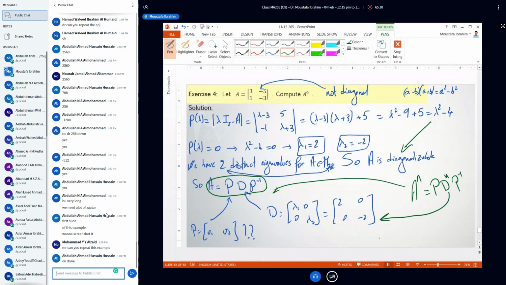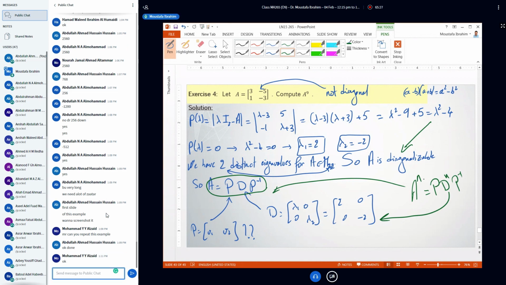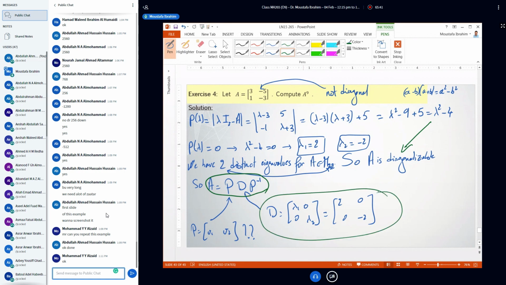And D, we know it's diagonal. So how to find D to the power of n? It's lambda 1 to the power of n, lambda 2 to the power of n. So you just put the power of n, right? Because it's diagonal. Okay, Muhammad? So we want to use the fact that A is diagonalizable to use this property. So the most important for us is this one. To write this, you need P, you need D, you need P minus 1. For D, you know it, it's lambda 1, lambda 2, right? And P also, you know it, it's V1, V2.